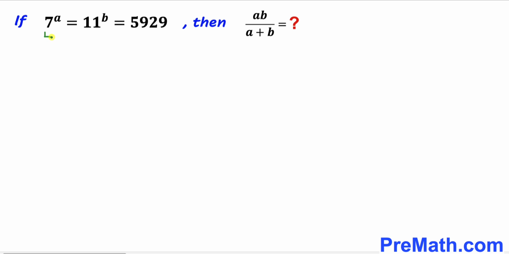If 7 power a equals 11 power b equals 5929, then our task is to find the value of a times b divided by a plus b.